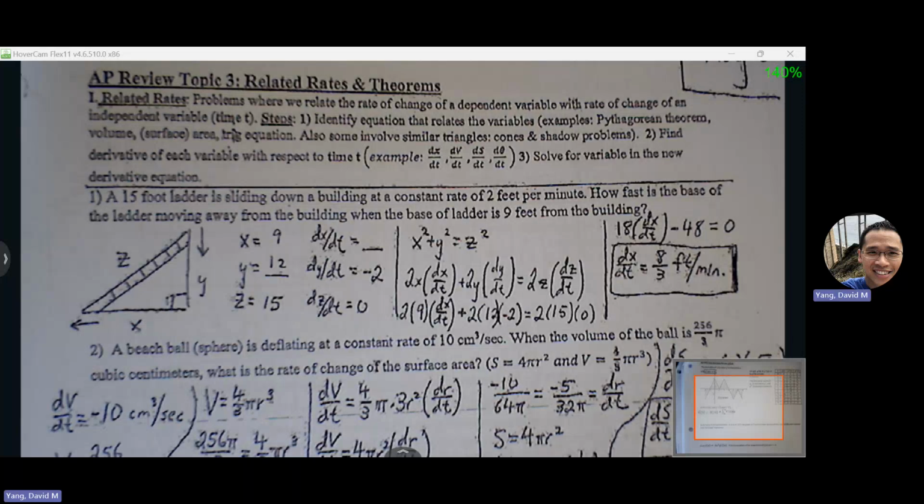So we saw with the Pythagorean theorem, x squared plus y squared equals z squared. You don't have to use those variables. That's what I used. And then every variable gets impacted by time. So find the derivative of each variable first, and then attach a d over dt for that variable. So x squared becomes 2x dx/dt, y squared becomes 2y dy/dt, and z squared becomes 2z dz/dt.